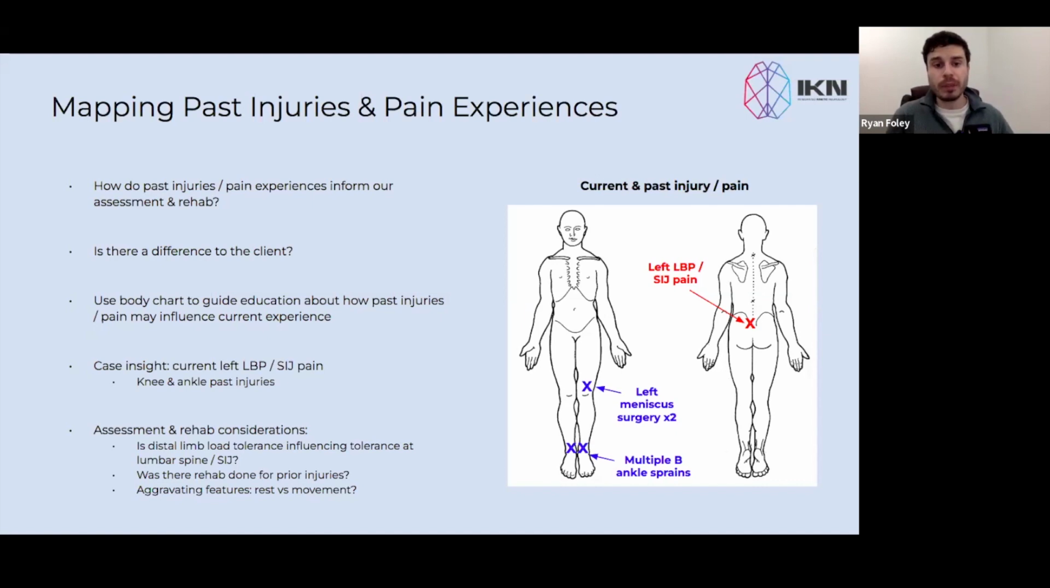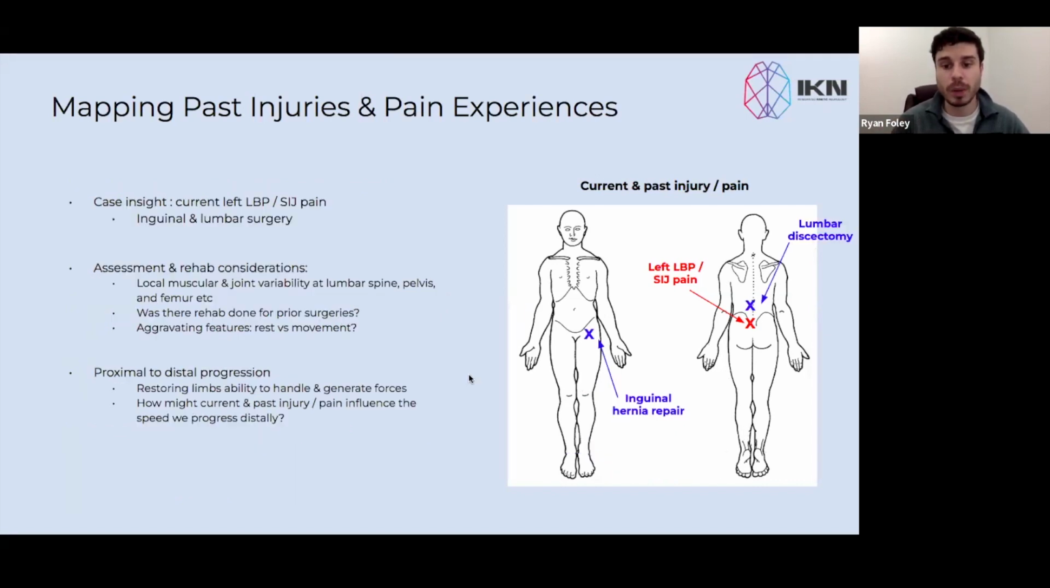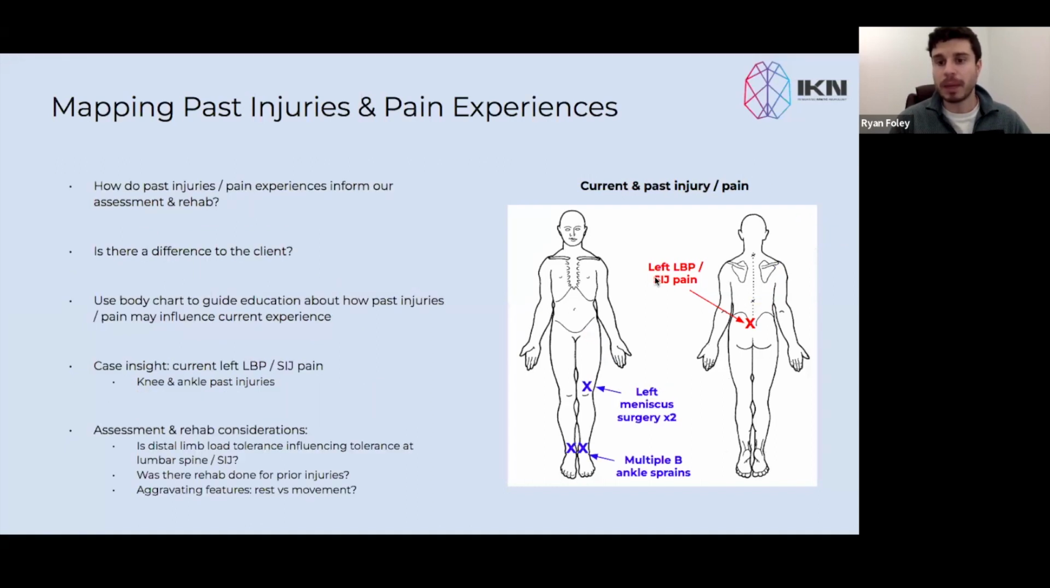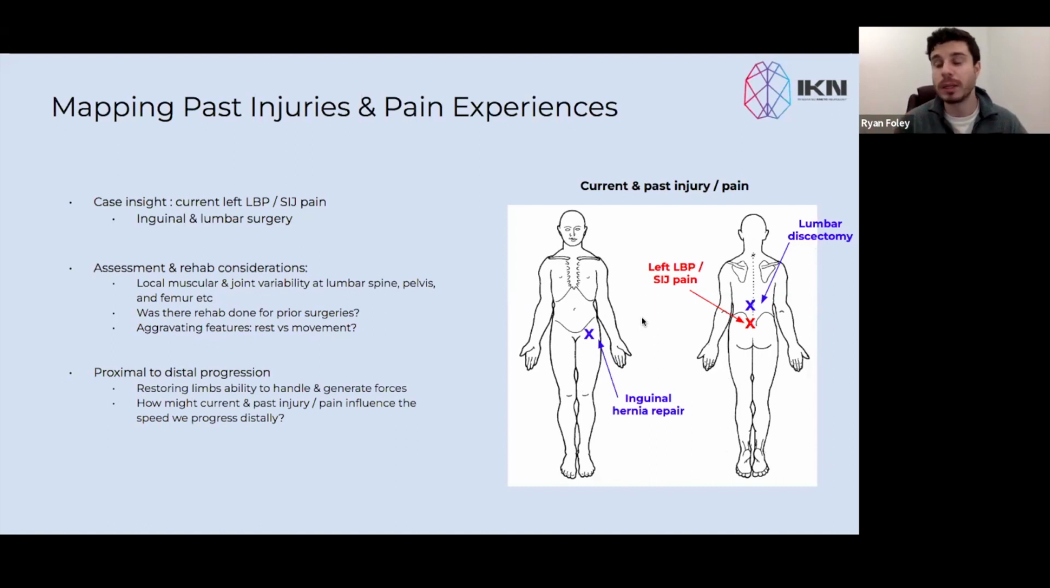Okay. So we're going to look at two examples here. We have a left-sided low back pain and SIJ pain case, but let's say there are two individuals with the same location of current pain, but these two individuals have a unique injury history. Okay, client number 1 has an injury history that extends across the lower limb, into the knee, into the ankle. And client number 2 has more of a proximal injury history and pain experience.